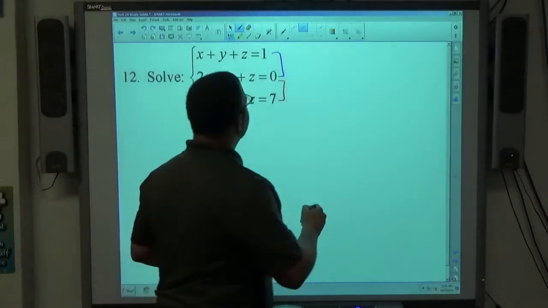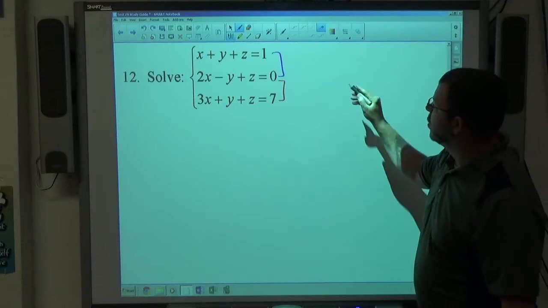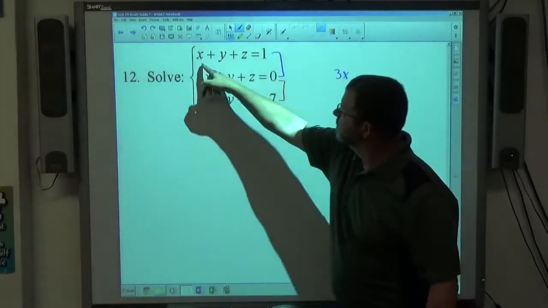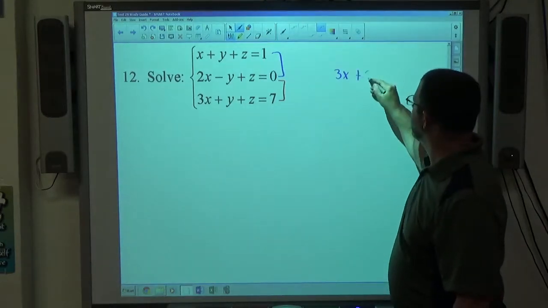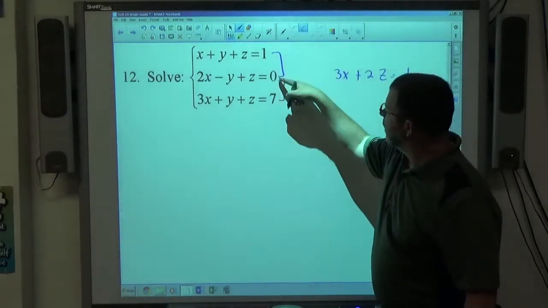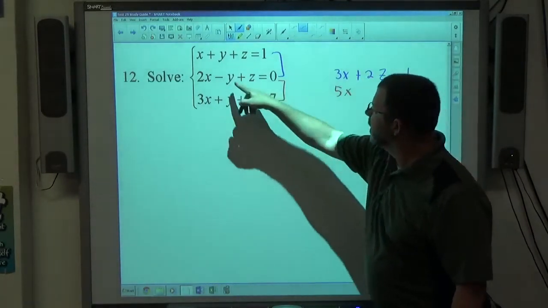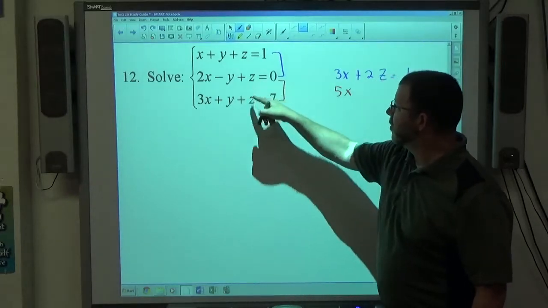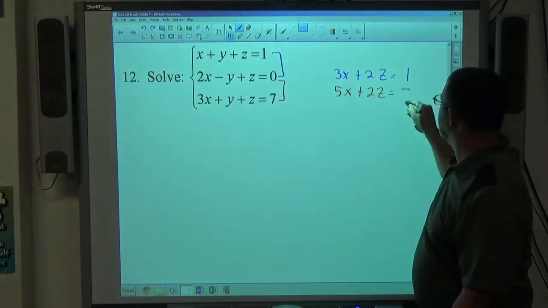So if we add the 2 top and bottom ones together, the blue ones, x plus 2x is 3x. Y minus y cancels. Z plus z is 2z. And 1 plus 0 is 1. If I add the red pair together, 2x plus 3x is 5x. Negative and positive y cancels. Z plus z is plus 2z. And 0 plus 7 is 7.